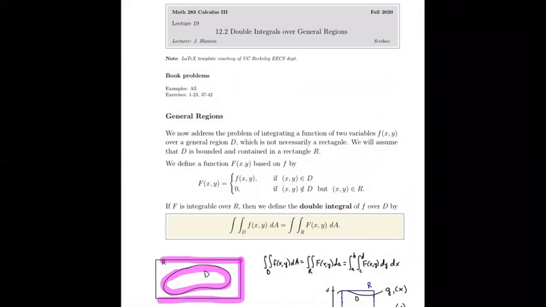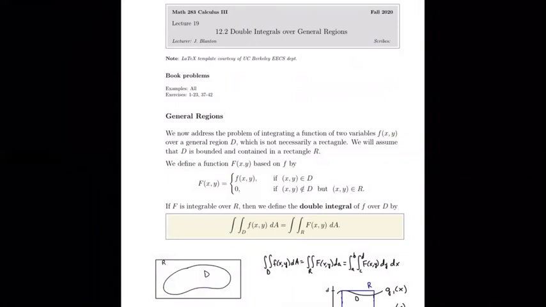So we'll define a function so that we can recast this problem, at least to start, in terms of an old problem from 12.1. In other words, recast it as an integrating over a rectangle problem. We'll redefine a function, capital F of x, y. It's based on lowercase f via the following.